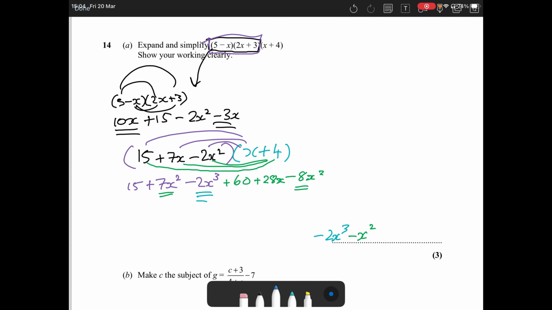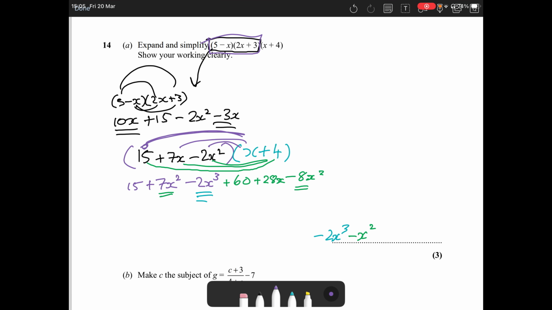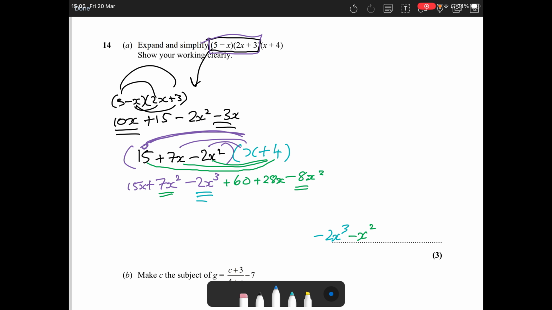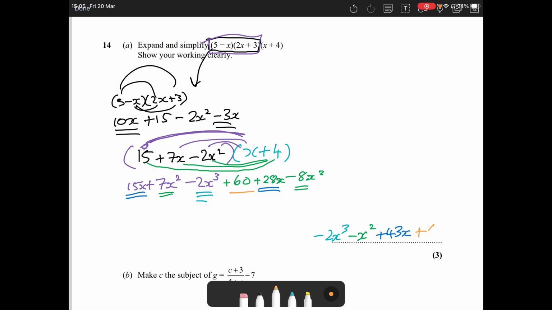I just realised something. When I did the first x term, when I did 15 at the beginning times x, I forgot to put an x there, so my bad. I would have got this wrong had I not spotted that. So let's get this right. 15x plus 28x, that's going to be 43x. And then obviously there's the 60 at the end, which is the only constant term, plus 60.